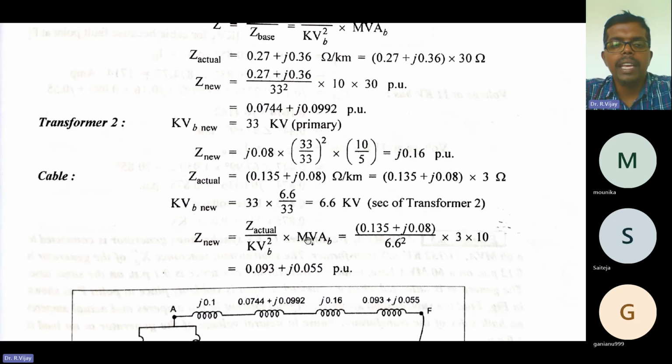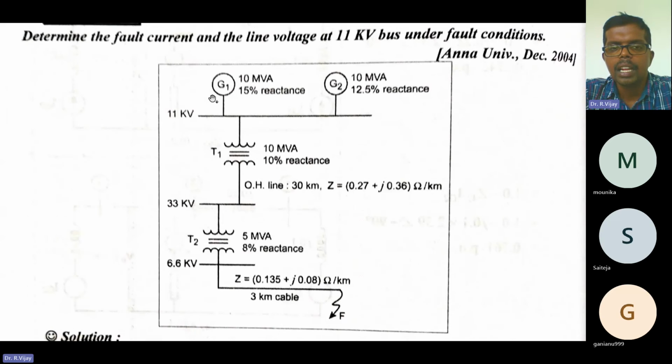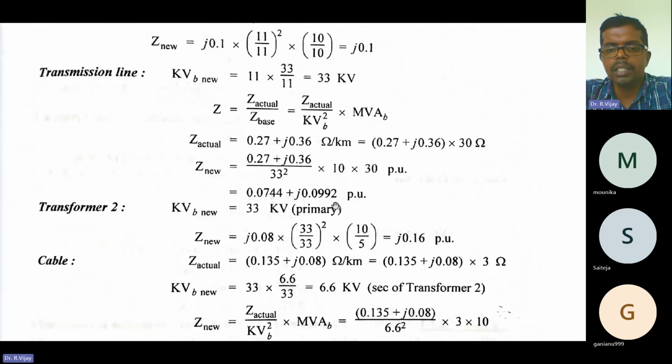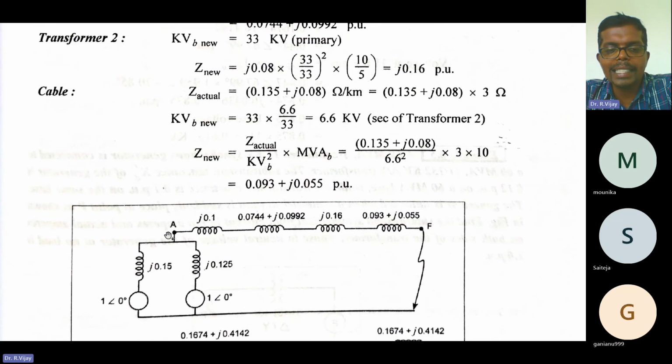So now we have calculated the impedance for all the equipments that are given and connected in the single line diagram. That is G1, G2, transformer 1, overhead line, next transformer 2, next cable. So everything we calculated, and easily you can solve this problem. After that, what you need to do is draw the reactance diagram. Reactance diagram, how to draw it, the same as it is in your single line diagram.